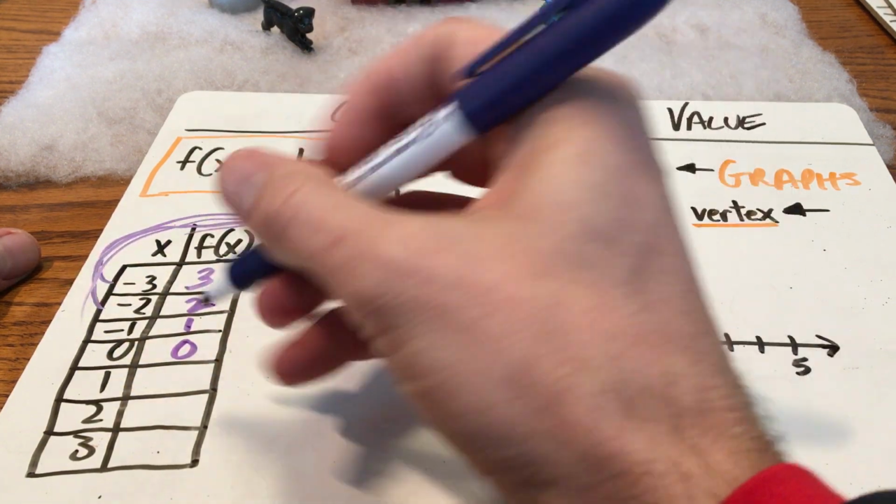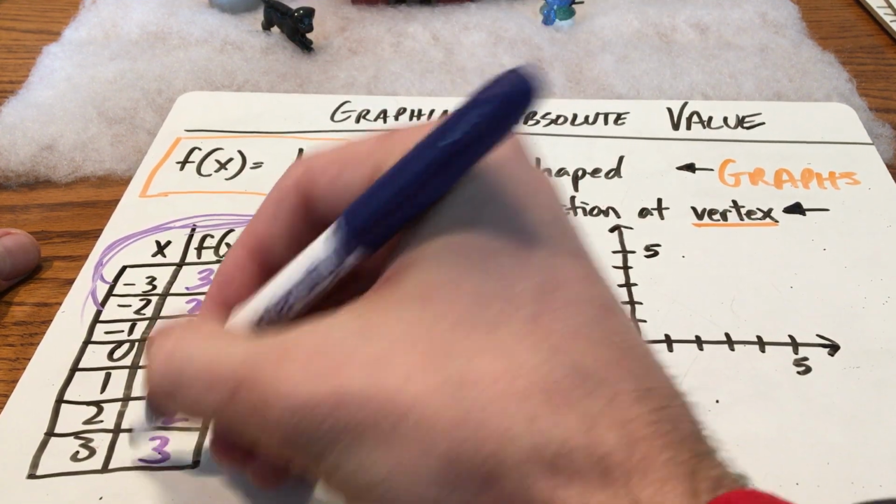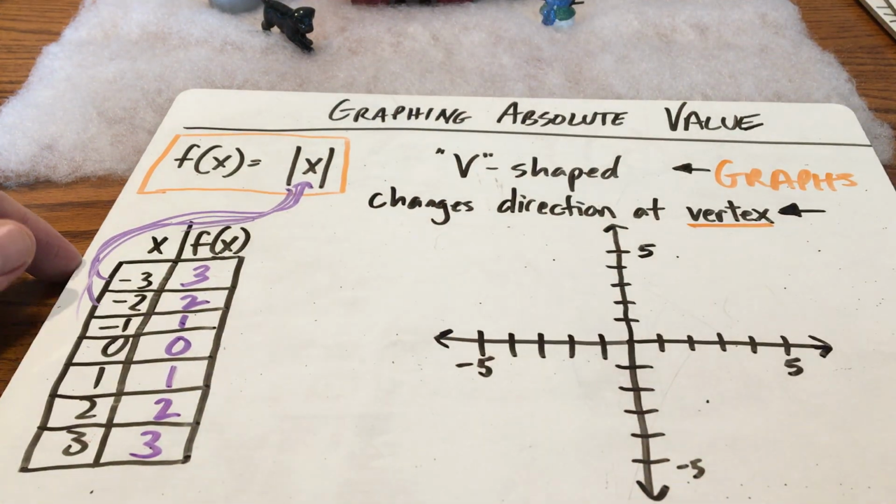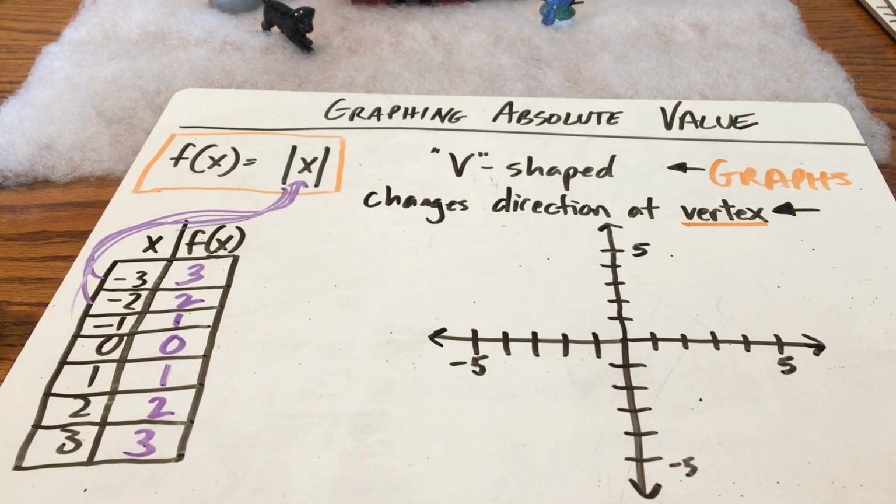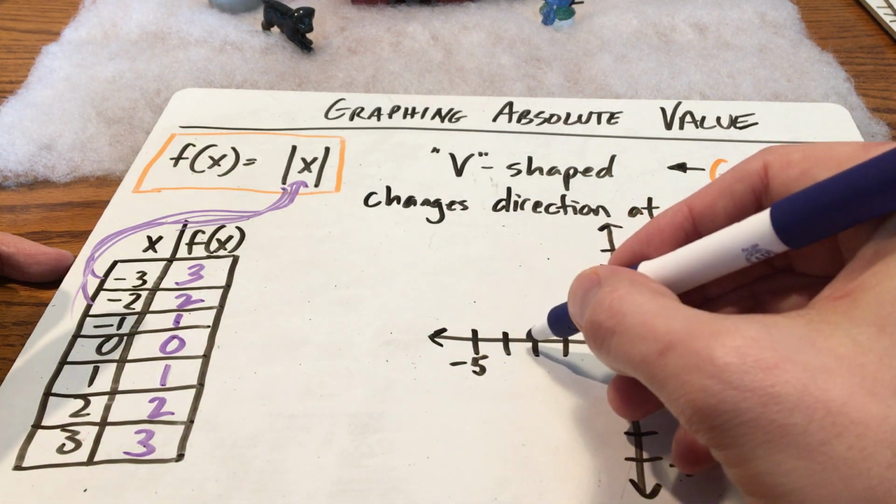Absolute value is always a distance, so it always has to be positive when the only thing in the absolute value bars is just the variable. And so you can see how if I graph these points, -3, 3, that's 3 to the left and 3 up.